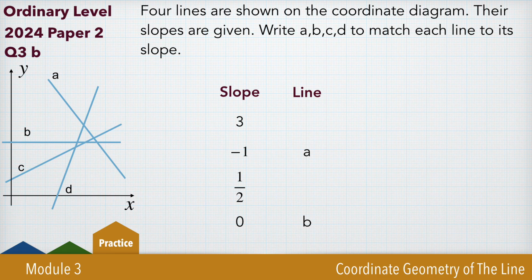Both lines C and D have positive slopes, as they are both increasing from left to right. But the line D is steeper than line C. Therefore, it will have a slope of higher value. So we can match the slope of 3 with the line D, and finally the slope of a half with the line C.